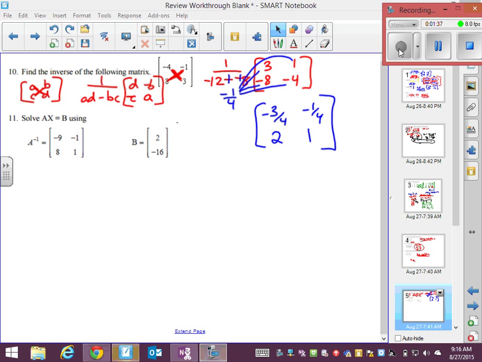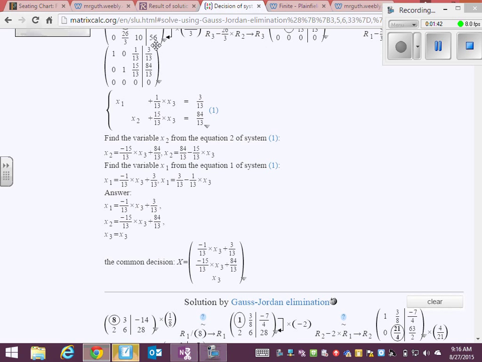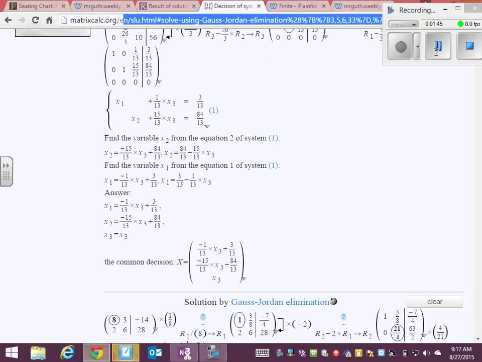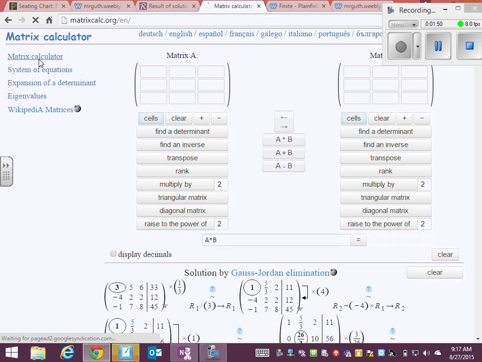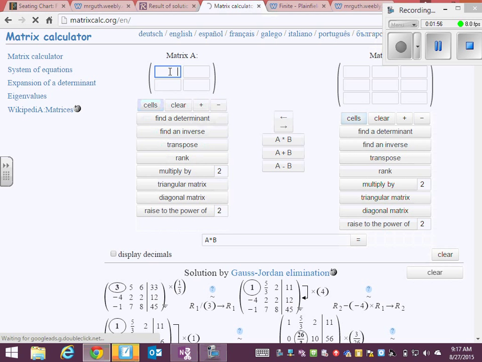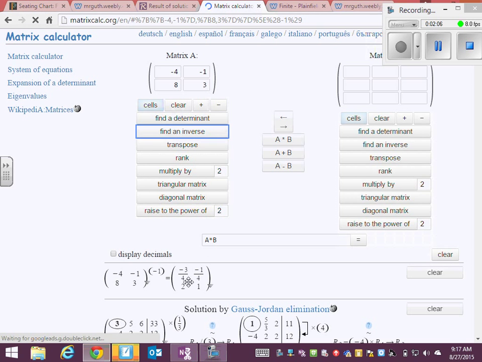If you were able to do it by calculator, I like this matrix calculator, matrixcalc.org. So we're at matrixcalc.org, and it was a 2 by 2. It was negative 4, negative 1, 8, and 3. And you see one of these buttons here says find an inverse. And there it is right there, negative 3/4, negative 1/4, 2, and 1. So it's really easy on a calculator or on a computer, and it's not too hard to do it by hand either.